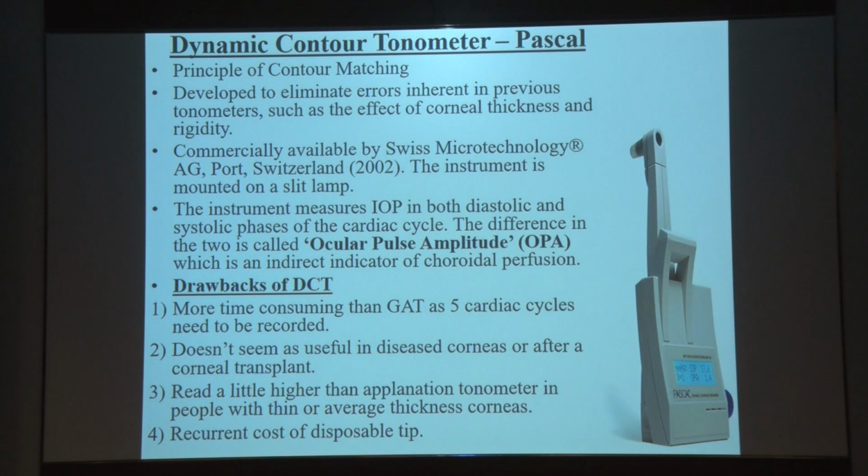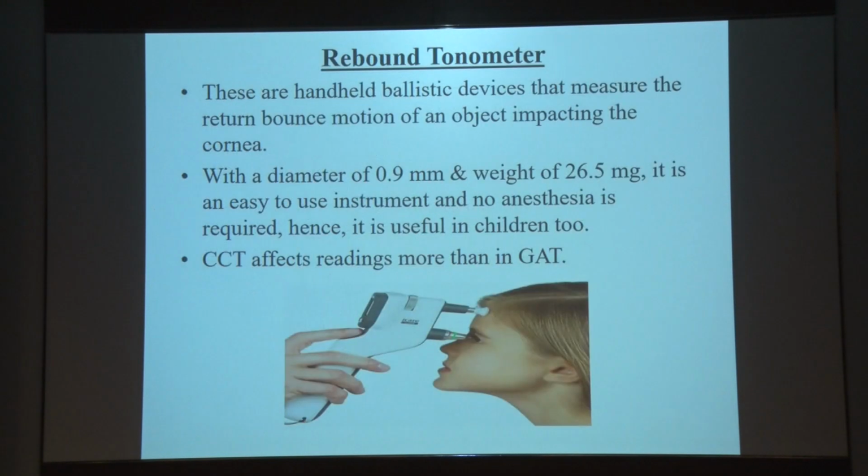Drawbacks are it is more time consuming, doesn't seem as useful in diseased corneas or after a corneal transplantation, reads a little higher than applanation tonometer in people with thin or average thickness corneas, and the recurrent cost of the disposable tip is also there.